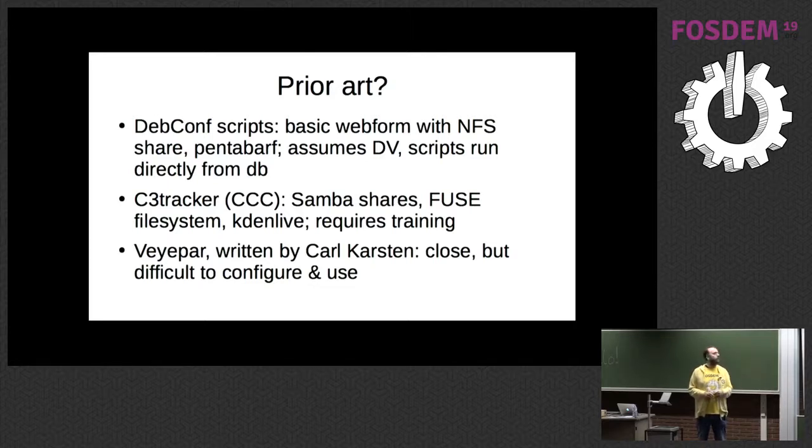They're all free software. The first one is a set of scripts. They're not actually named. They're scripts that hook into Pentabarf. They're very, very basic. It's just a web form. You mount some NFS thing. It assumes DV everywhere, because at the time, DV was what DebConf was using. It runs all over NFS, so you can only use it from the event itself, because you can't do NFS over the internet unless you want to be insecure, etc. So there were some issues with that.